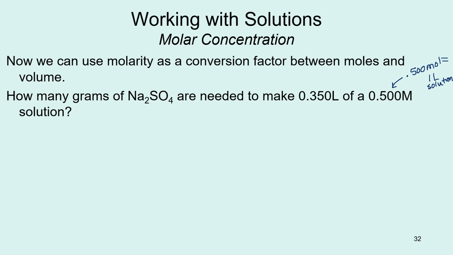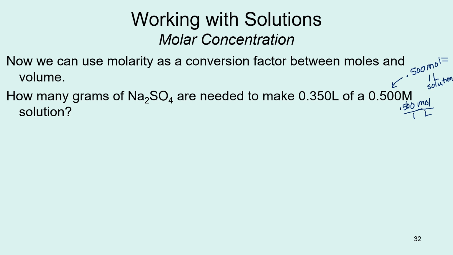Sometimes it really helps if you write your units out. So it's moles per liter, 0.500 moles for every 1 liter. So that's my conversion. And whether I multiply by 0.5 or divide by 0.5 will depend on my units, which ones cancel.